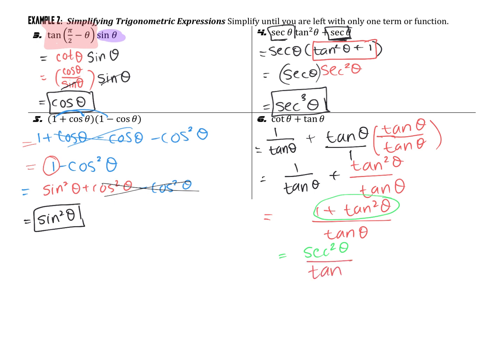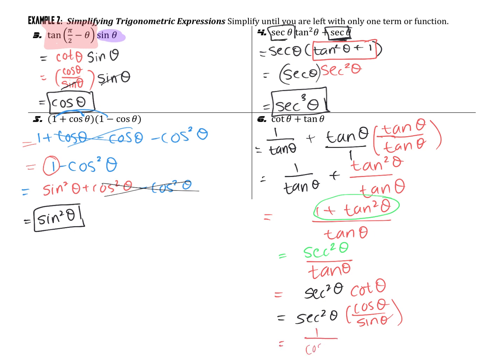And if I want to move tangent of theta into the numerator, 1 over tangent is just cotangent, so I could rewrite this as secant squared of theta times cotangent of theta. Now, to see if this simplifies any more, we can rewrite what we know cotangent of theta is. Cotangent is cosine of theta over sine of theta. Does this simplify? Is there anything we can change secant to? Well, secant is 1 over cosine.